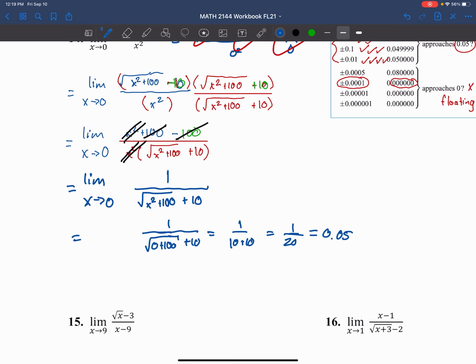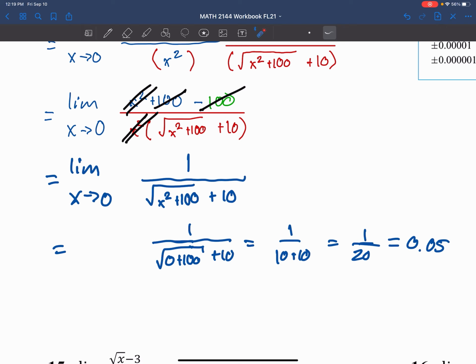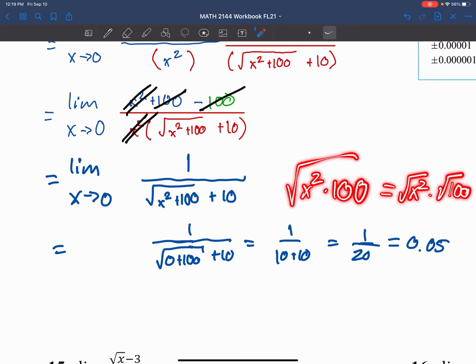Yes? Why didn't you simplify the numbers in the radical? So the question right here, and there is this temptation just to be like, oh, the square root of x squared and the square root of 100. You cannot do that because remember that radicals are like exponents and you cannot distribute those over addition. You could only distribute that over products. So if this was x squared times 100, then you can write this as the square root of x squared times the square root of 100.